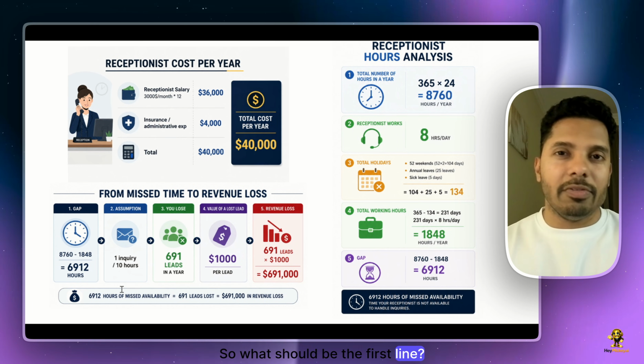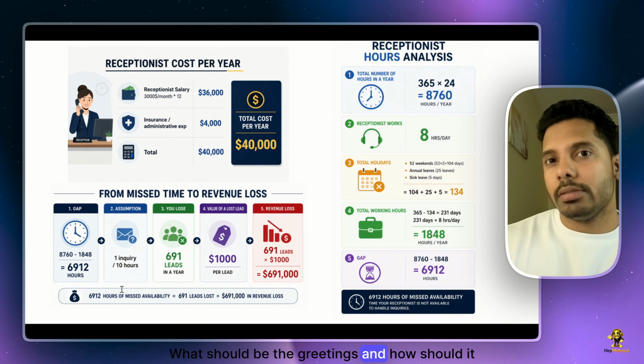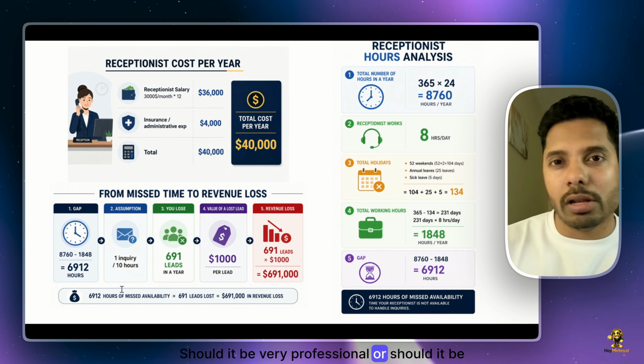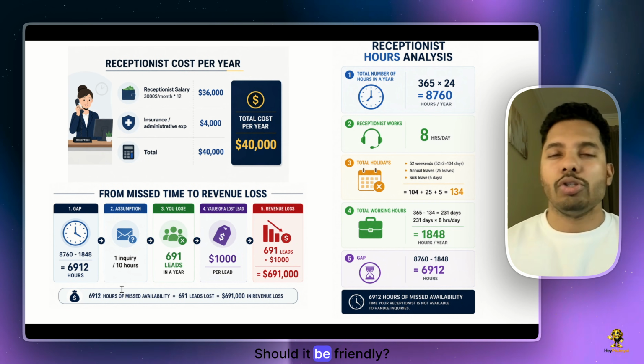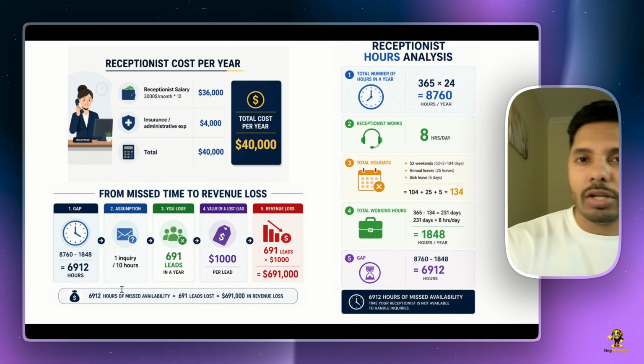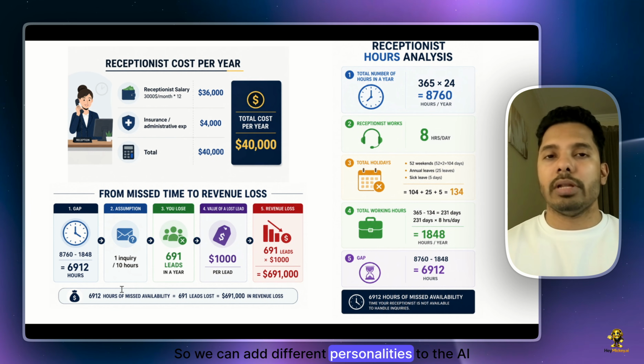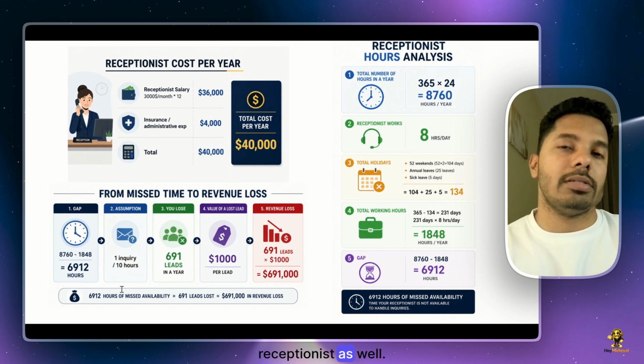So what should be the first line, what should be the greetings, and how should it speak to the customer? Should it be very professional or should it be very caring? Should it be friendly? Should it be conversational? Should it be like a storyteller? So we can add different personalities to the AI receptionist as well.